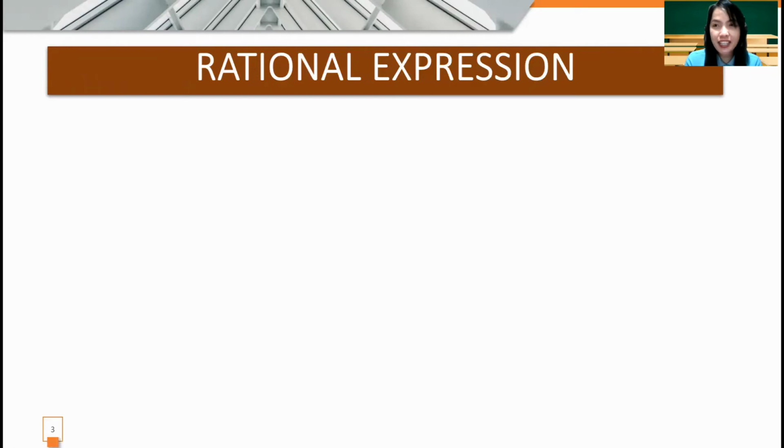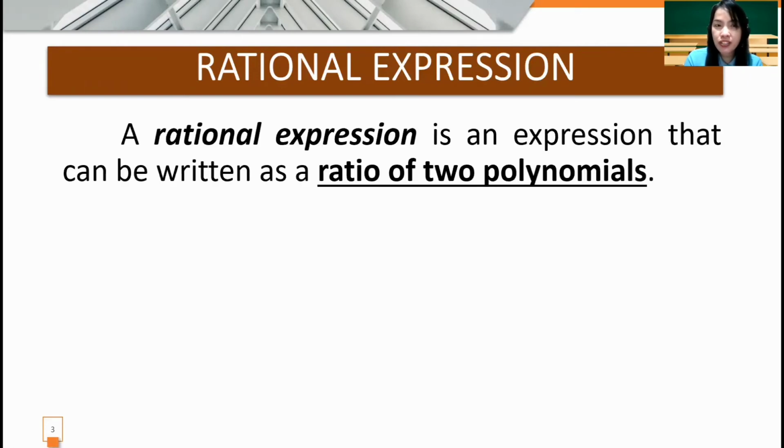What is a rational expression? It is an expression that can be written as a ratio of two polynomials. When you say ratio of two polynomials, it is in a fraction form where a polynomial is placed in the numerator and another polynomial is placed in the denominator. The rational expression is very important in distinguishing rational function, rational equation, and rational inequality because they all involve rational expression.